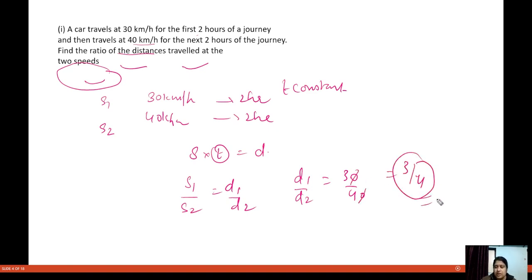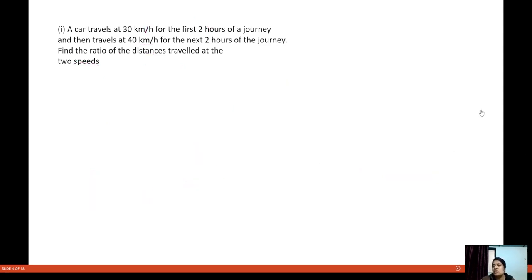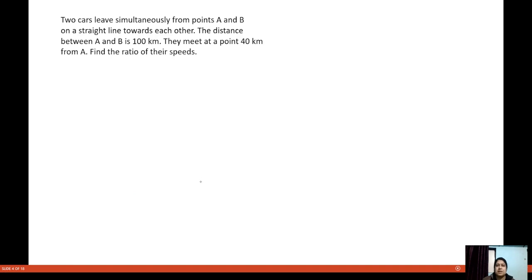Okay. So obviously, 3 is to 4 is the ratio of the distances traveled. And obviously, you can tell by direct multiplication also that 60 by 80 is also 3 is to 4. Okay, 60 by 80 is also 3 is to 4. So that is it. But this is a very simpler way of doing things. Now, again, look at this question.